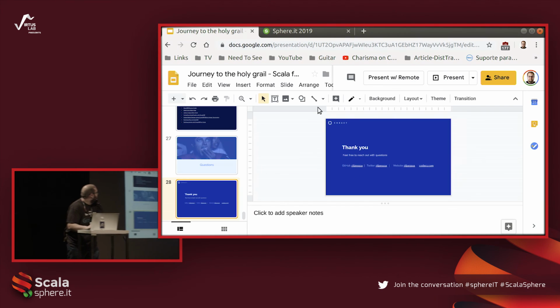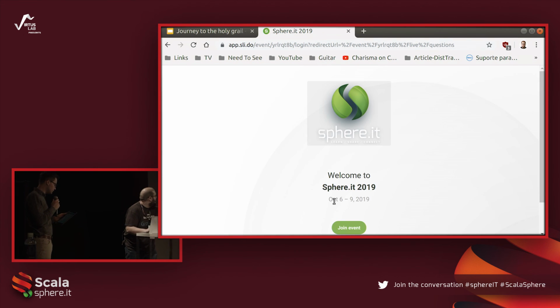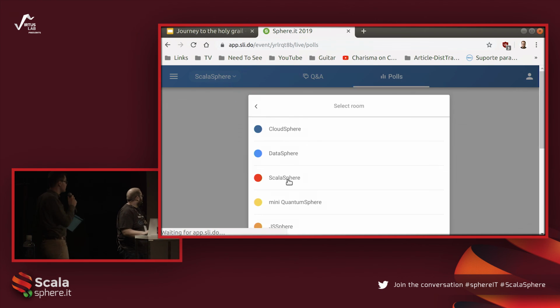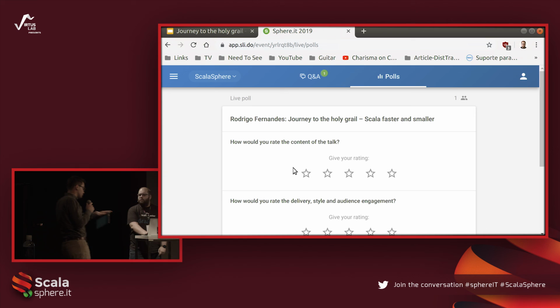The question is, can we run the binary produced by native image on Alpine Linux, because it uses musl instead of glibc? It's in the Q&A.